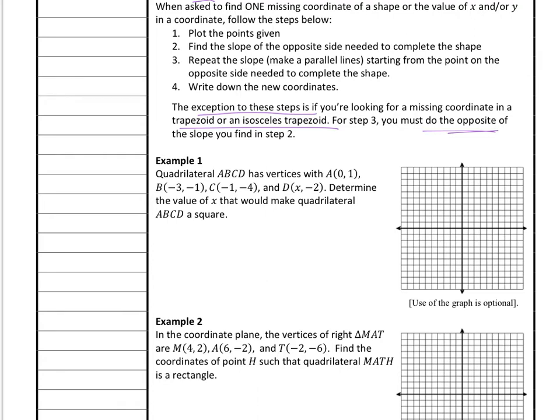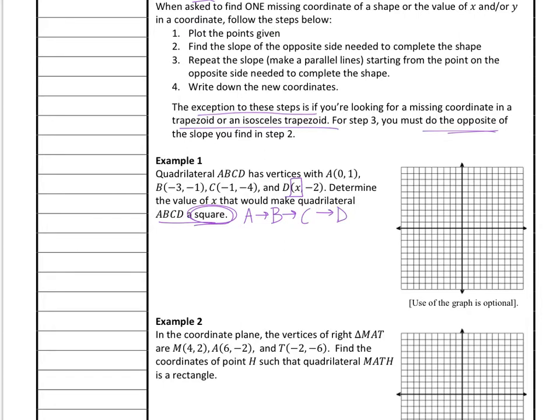Quadrilateral ABCD has vertices A, B, C, and D. Determine the value of x. Notice that there's an x right here in D. That would make the quadrilateral a square, so I know it has to turn out to be a square in the end. That's pretty cool. But this square has letters A, B, C, and D, and notice that it goes in an order. A goes to B, which goes to C, which goes to D. And yes, that order matters.